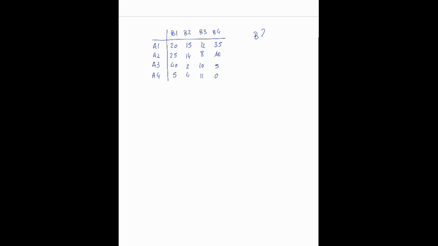Now B. Let's consider 2 strategies, B1 and B2. This goes by columns. B1 losses are 20, 25, 40, and 5, depending on what A does. Here we have 15, 14, 2, and 4. And remember, these are losses. So here the loss is bigger, and in this case obviously much more here and here. So this column has bigger losses.